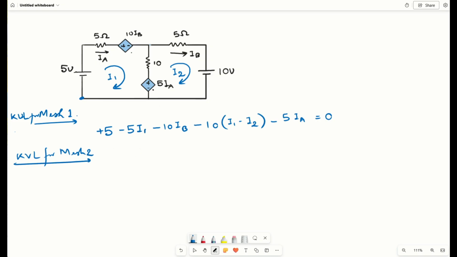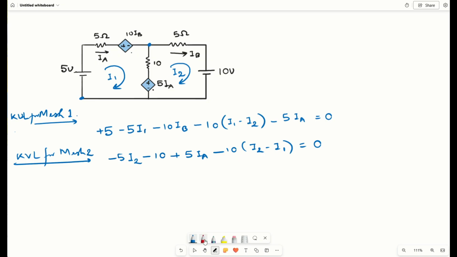So let us start from this point, moving in clockwise direction. So we are having minus 5 of I2, then this will be minus 10, then it will be plus of 5IA, and again we have minus of 10. Now it will be I2 minus I1, right? So we have written the equations as per our knowledge. Now the next step is solving the dependent sources.